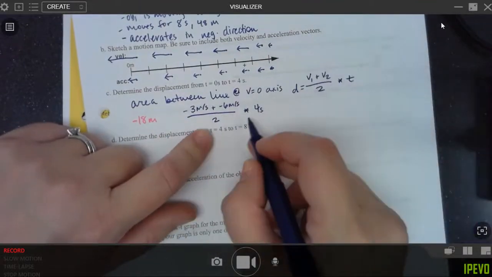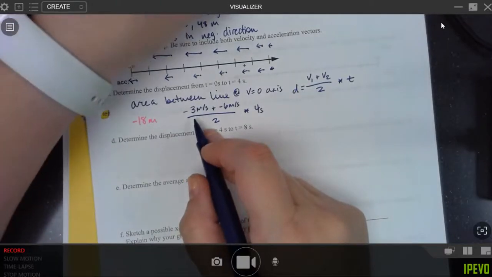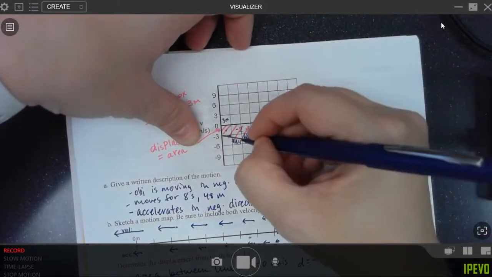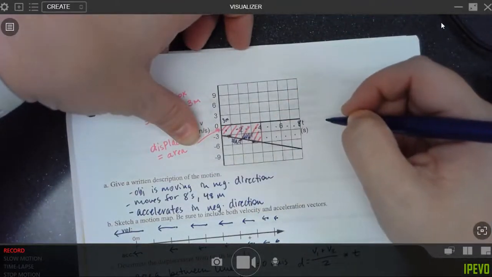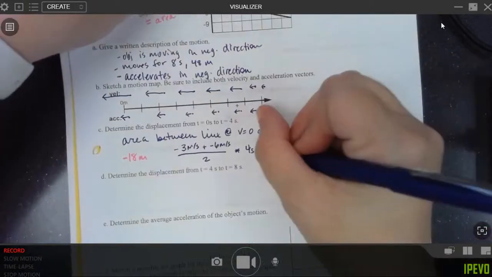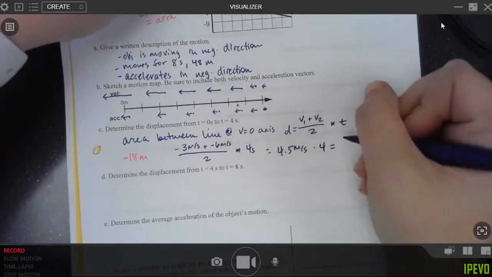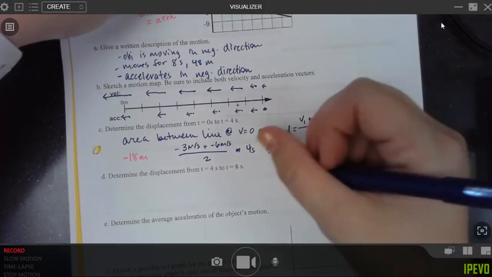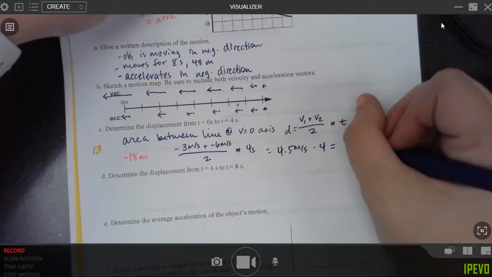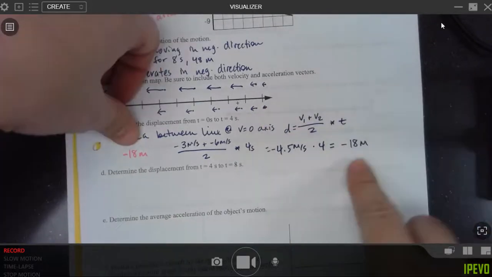So that's what this looks like filled in. It's the height of one side of that trapezoid plus the height of the other divided by 2, which is basically going to give us this value right here in the middle. So that should be 4.5 times 4. So if we've got 4.5 meters per second times 4, what are we going to get? 4 times 4 is 16. 0.5 times 4 is 2. 16 plus 2 is 18. That's negative, so -18 meters. So we end up with the same value both ways.